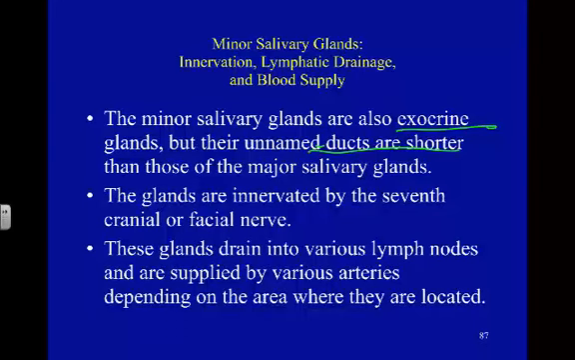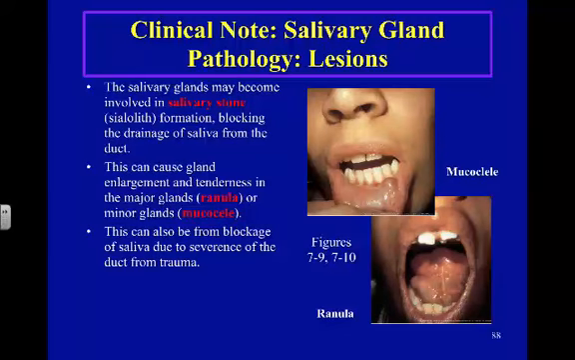They have ducts that are very short, and all of them are innervated by the seventh cranial nerve, the facial nerve. So every salivary gland is stimulated by the seventh cranial nerve, except the parotid gland, which is innervated by the ninth cranial nerve. There we go. See, how easy it is.